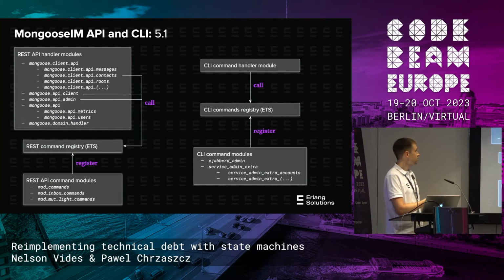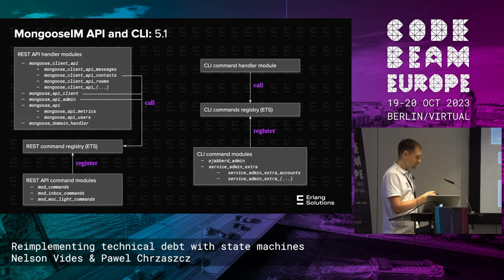And I have a second example, second story. It's a story about API and command line interface. So in version 5.1, to configure your API, the REST API, you need to configure a lot of modules, a lot of different modules in the configuration file. And it gets worse because some of those modules were calling commands registered in the REST command registry, and you also needed to enable some of the commands that actually registered that. So yeah, it was really complex, unnecessarily complex.